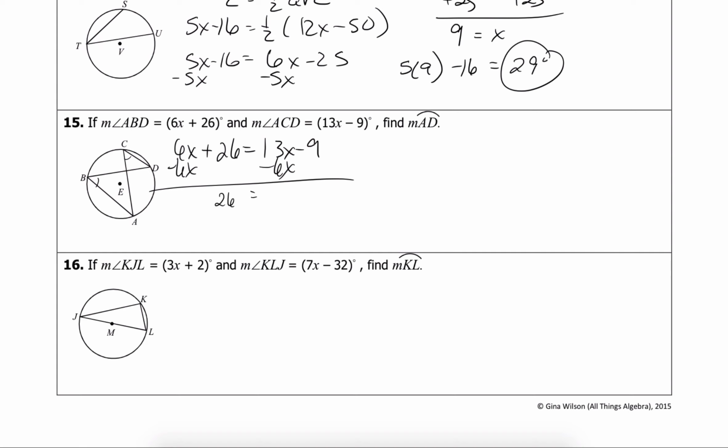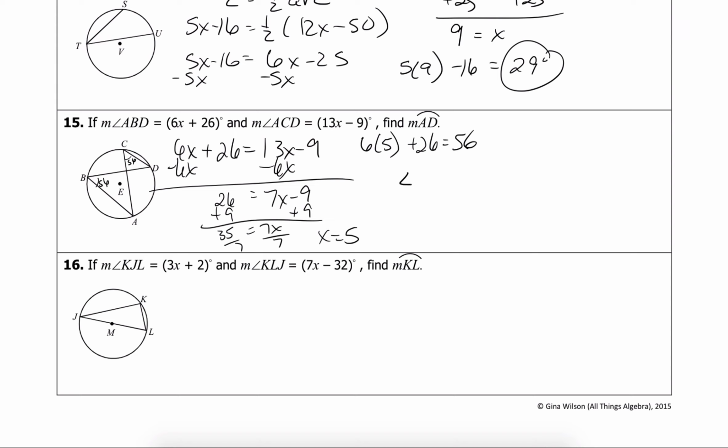26 equals 7x minus 9. Add 9 to both sides. 35 equals 7x. X equals 5. Now I could find either of those angles. I know that the angles are equal, so I'm just going to pick that first one because it looks a little bit easier to me because there's no negatives. 6 times 5 is 30 plus 26 is 56. Okay, so these angles are both 56 degrees.